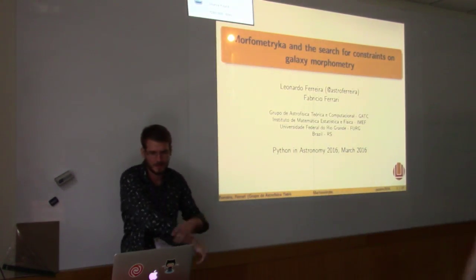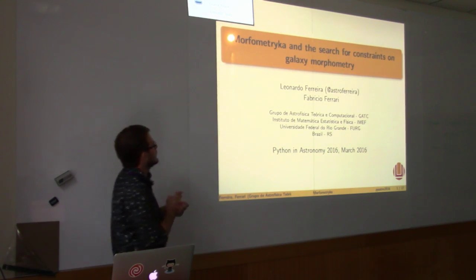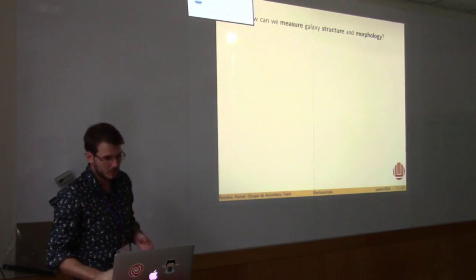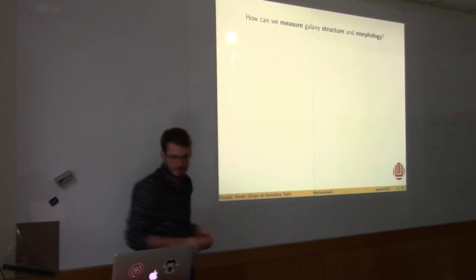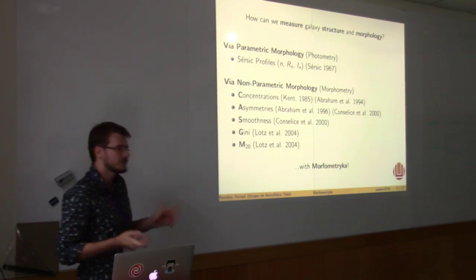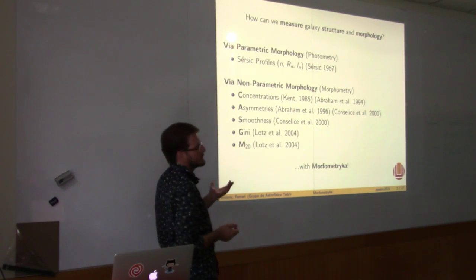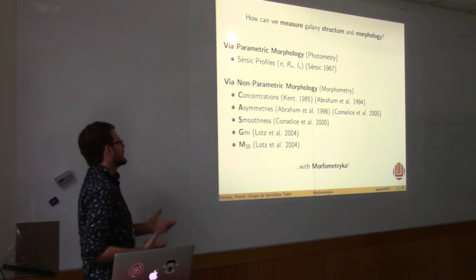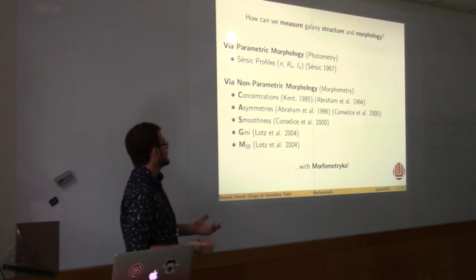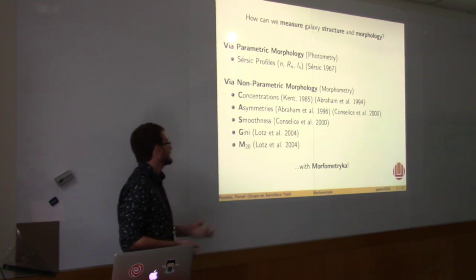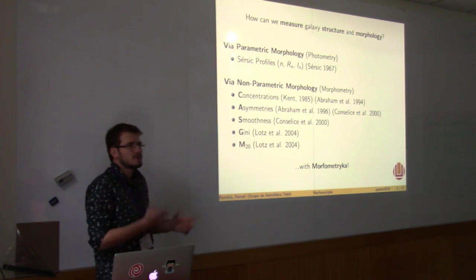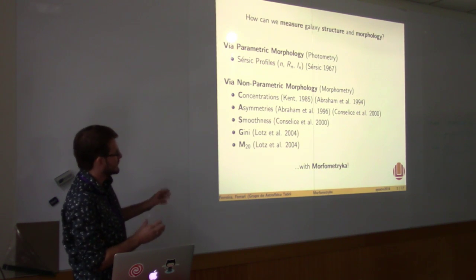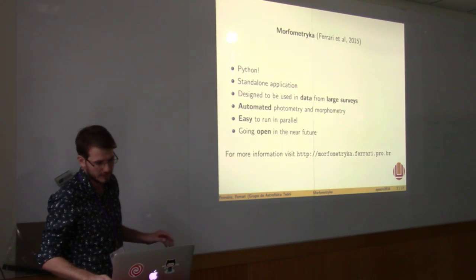So thank you, Tom. I will talk about Morphometrica and a little about galaxy morphology. How can we measure galaxy structure and morphology? We have two main ways to do that. We can fit light profiles for subcomponents, or we can measure non-parametric parameters like concentration, asymmetry, and smoothness, how asymmetric the galaxy is, and so on. And we can measure that with Morphometrica. I will talk a little about that.